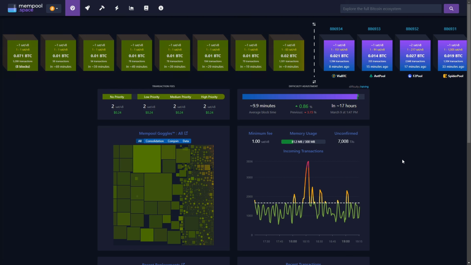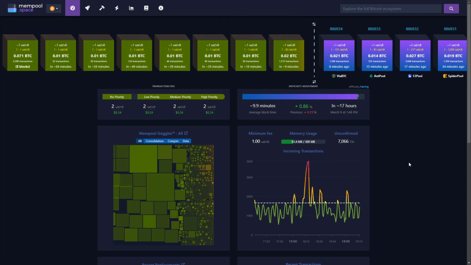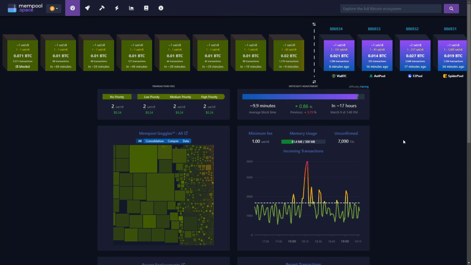Welcome to my channel, where today we will take a look at the Bitcoin mempool. This is the Bitcoin mempool. It's a place where Bitcoin transactions are waiting to be confirmed on the Bitcoin network.